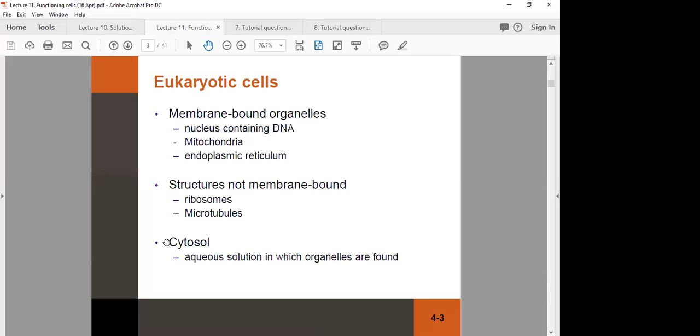The aqueous solution within the actual cell is called the cytosol. And there's another term here, which I'll just write down for you. It's called the cytoplasm. Sometimes people use these two terms, cytosol and cytoplasm, interchangeably, but the cytoplasm is a little bit different. It is referring to that aqueous solution inside the cell, but also all the structures that are found within that solution, except for the nucleus.